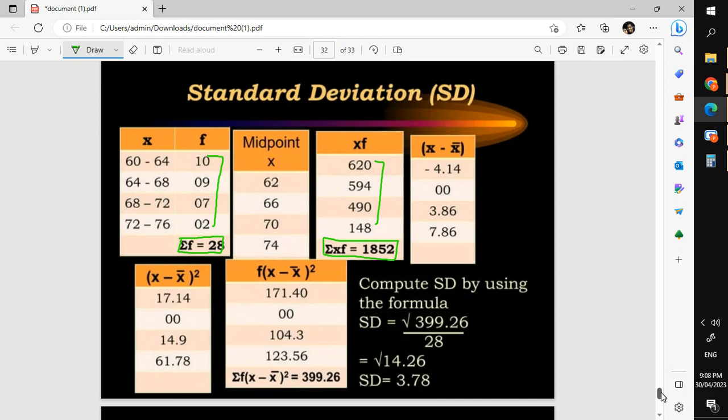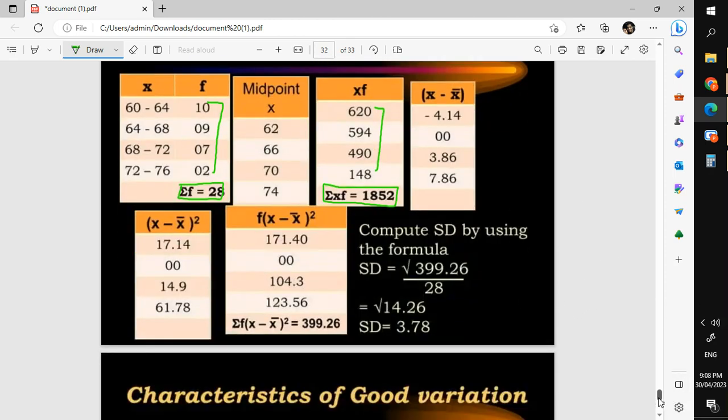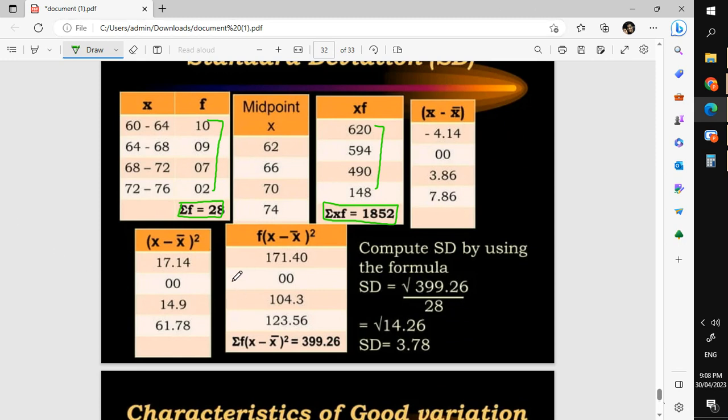Same formula lang gyapon itong naa sa taas. Then once you have the answers in here, you multiply it by itself or you square that one. Negative 4.14 times itself, that's 17.14, 0 times itself, that's 0 gihapon. And then once you have all the entries in column number 5, you then have to multiply it to its corresponding frequency. 17.14 times 10, that's 171.40. 0 times 9, that's 0 gihapon. 14.9 times 7, that's 104.3. 61.78 times 2, that's 123.56.